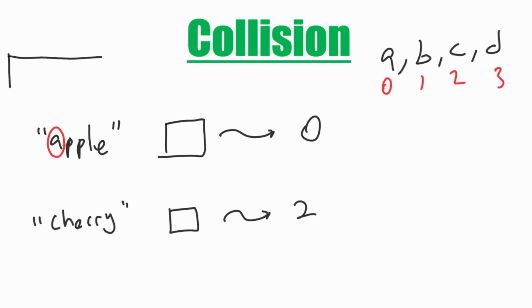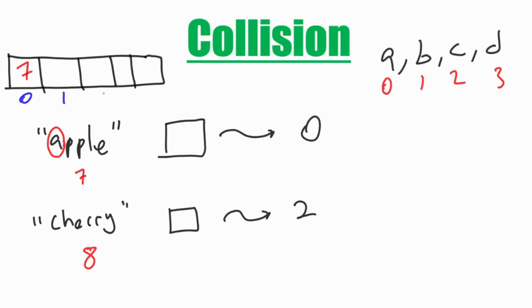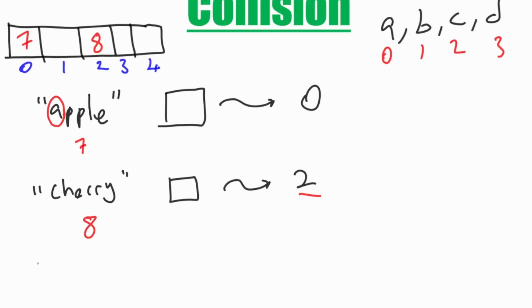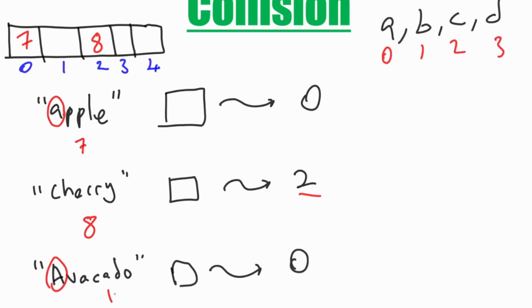And in our array, let's say that apple was $7 and cherry is $8. In the array, we're going to put 7 for the 0th index, and it's 1, 2, 3, and 4. And for the second index, we're going to put 8. Well, what if we plug in avocado next? What will happen? Well, the first letter of avocado is A, so it's going to give us 0. Let's say avocado is $12.